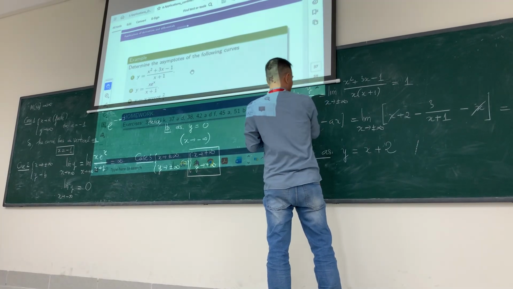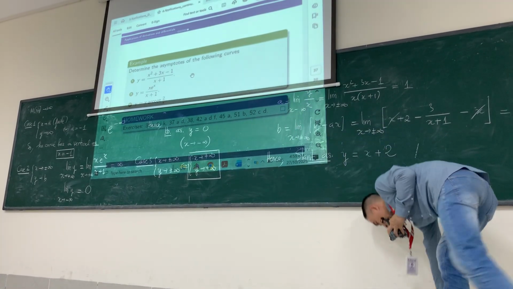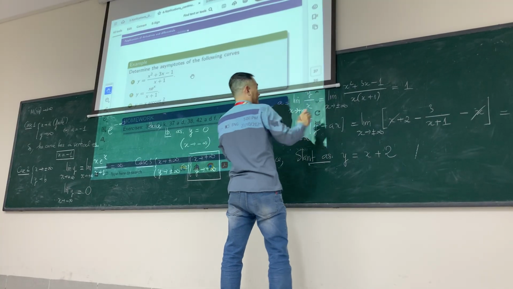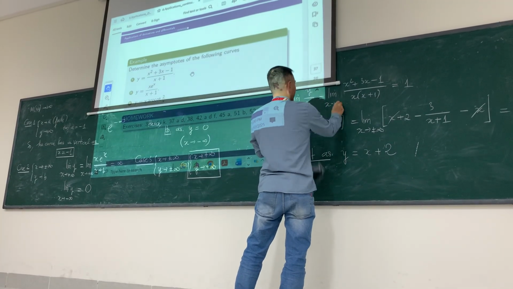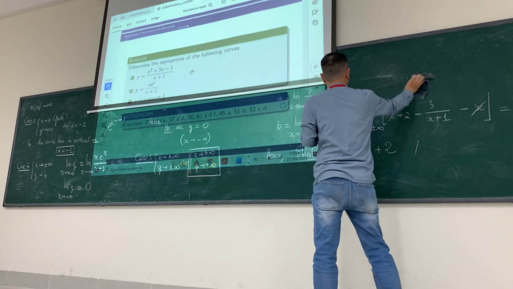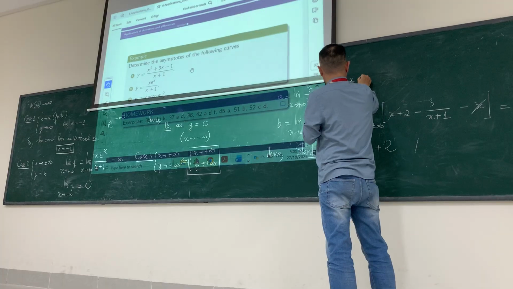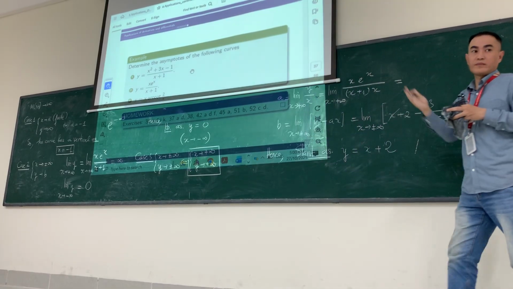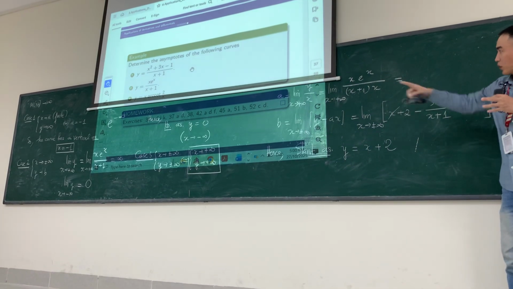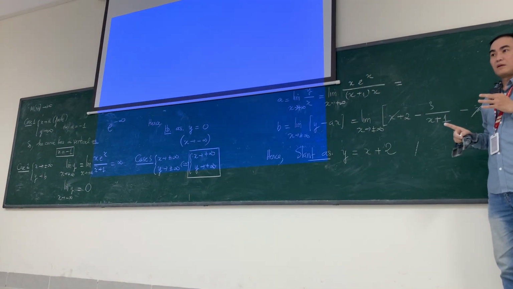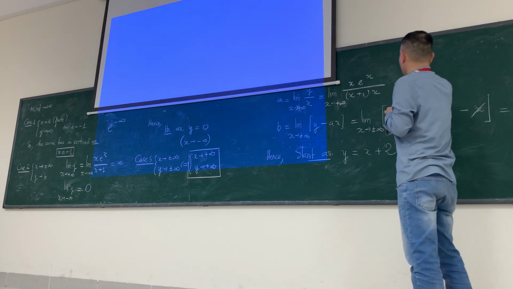A is equal, x tends to positive infinity. Again, positive infinity. X is equal to x over x plus 1 this time. What value does it take as x tends to positive infinity? What do you think about the value here? Okay, positive infinity.